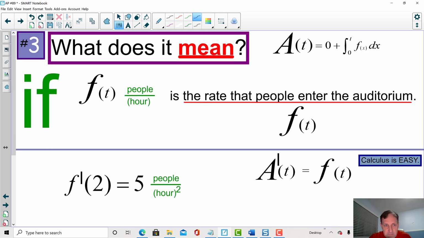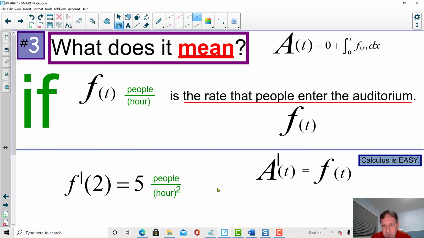All right, for example 3, it says that F is the rate that people enter the auditorium. The units are people per hour. So we have to figure out what is the meaning of F prime of 2 is equal to 5 people per hour squared. Now I want to point out that F is already a rate. So F prime is the rate that is changing. So we almost have the word rate twice. It's the rate that a rate is changing. So this is going to be pretty tricky.